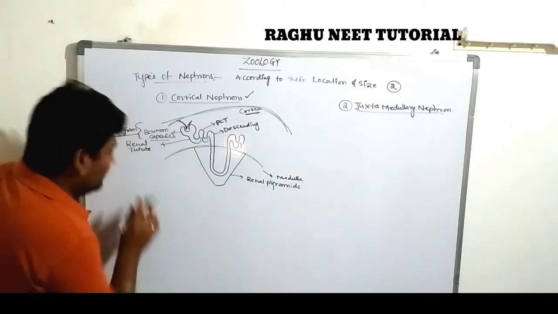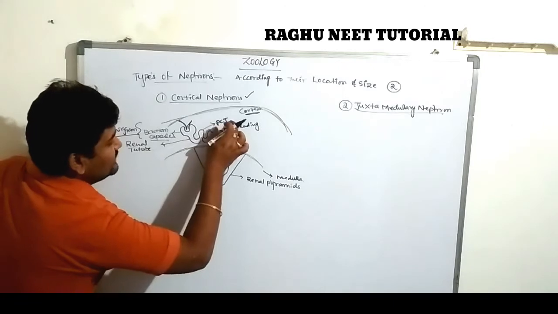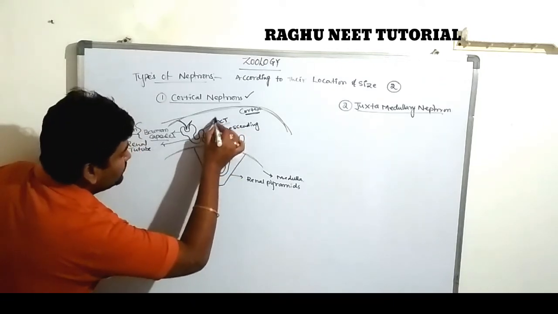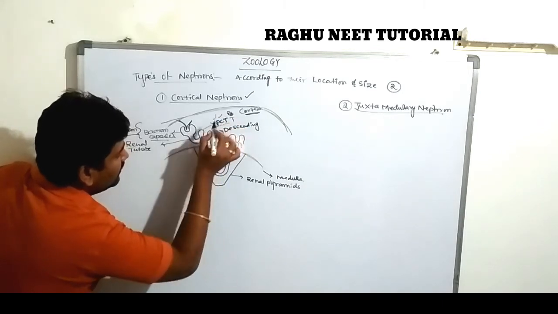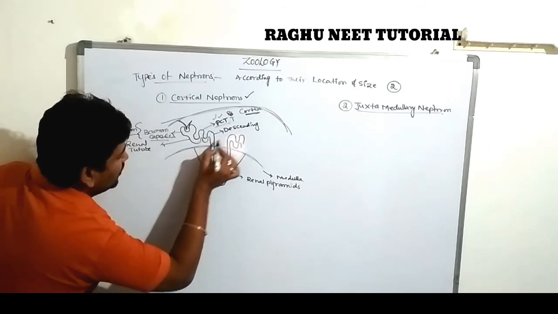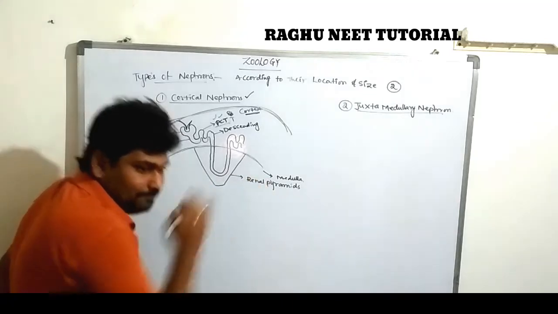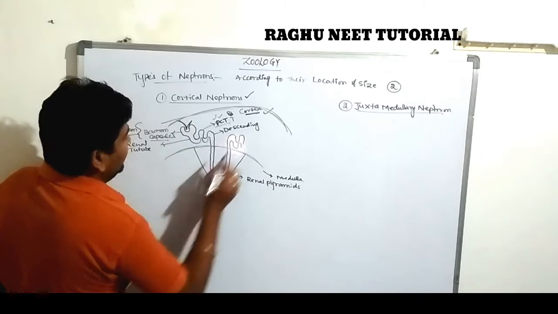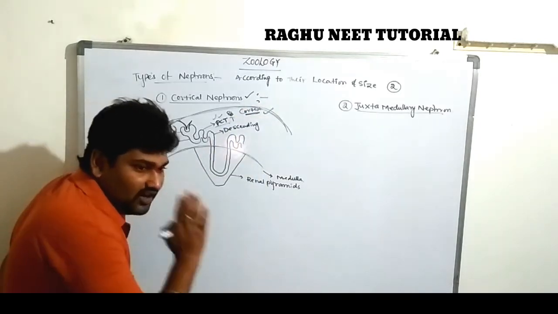Malpighian tubule, renal tubule, the first looping coiled duct, the proximal convoluted, meaning coiled, tubule. The first coiled tubule is nothing but the proximal convoluted tubule, and some part of the distal convoluted tubule. These are located in the cortex region, so these are known as cortical nephridia. This type of nephridia is called cortical nephridia.